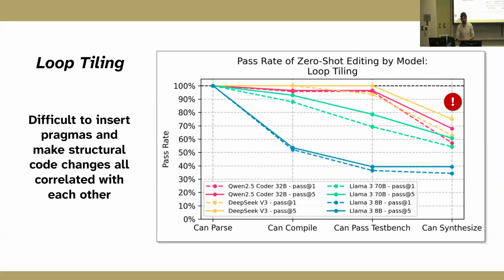Then loop tiling, we also see failure during synthesis. The thing is, loop tiling requires a lot of correlated changes. So you have to change loop bounds, you have to add another loop, and you have to change the value in the pragma. There are all these correlated edits you have to make, and if one of them is broken or something goes wrong, then the kernel won't pass.